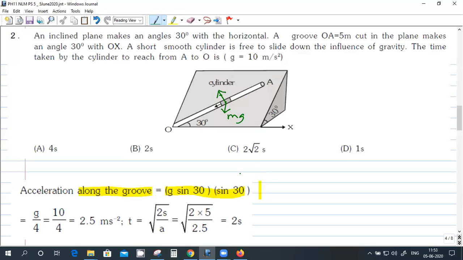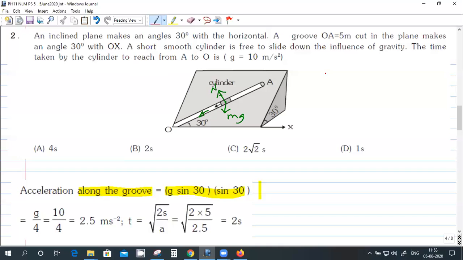And what is the component of the force which is acting along the plane? g sin 30. Okay, the normal force will not have any component because it's perpendicular, right? So only the mg will have a component along this direction of motion. So the component will be mg sin theta, right? Mg sin theta, right? Yes, sir, understood.